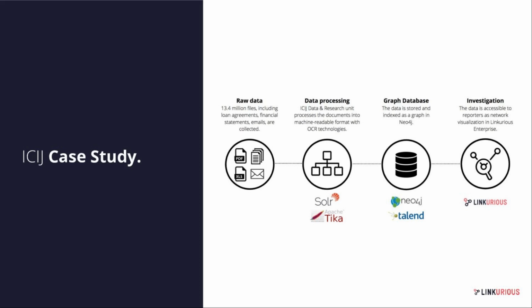You can see the different phases that they went through to make their data more accessible to journalists on this slide. So starting from the left with their initial raw data that needed to be processed into machine readable format and then stored and indexed into Neo4j, and then ultimately made accessible to journalists with Linkurious Enterprise.